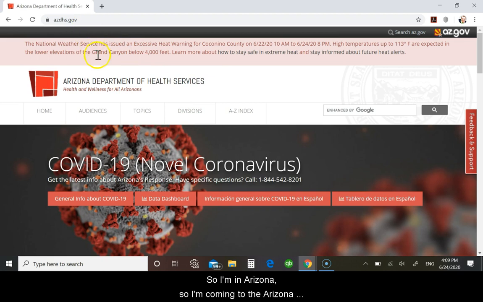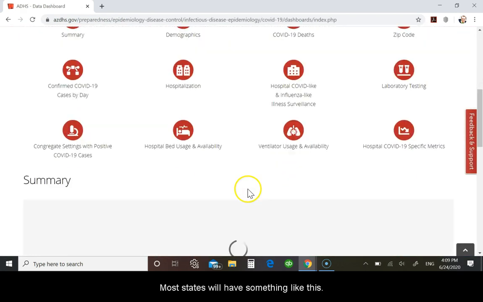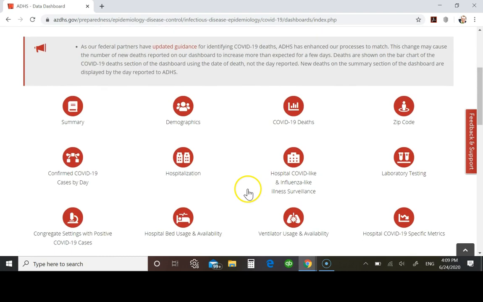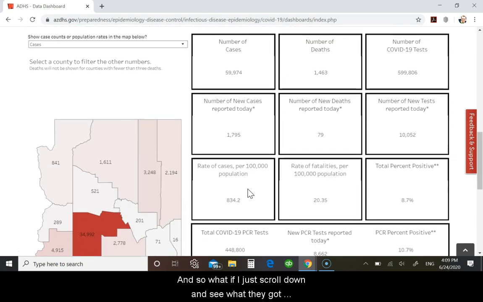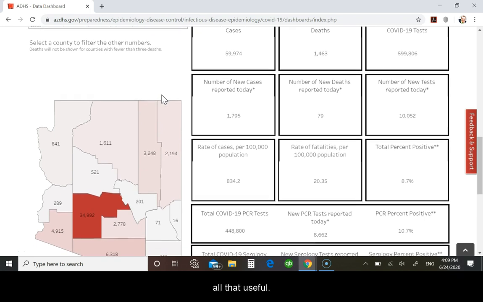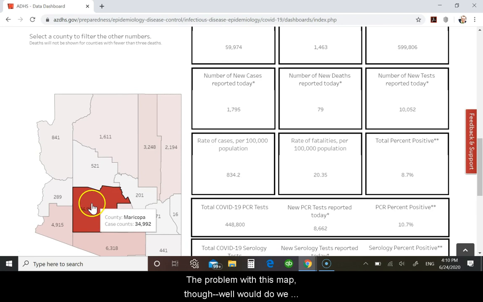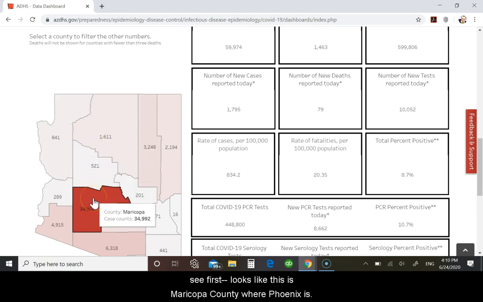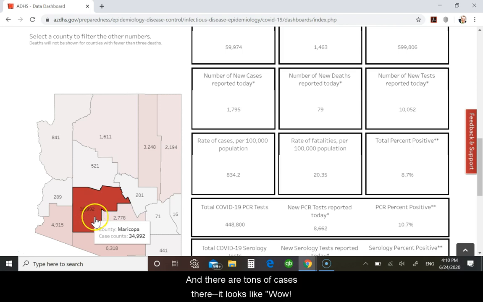I'm in Arizona again, so I'm coming to the Arizona Department of Health Services, azDHS.gov, and I go to the data dashboard. Most states will have something like this. If I scroll down and see what they've got, first I see a bunch of cases, a bunch of numbers, and then this map over on the side. To me, usually the maps and the graphs are easier, so the numbers may or may not be all that useful. The problem with this map, though, is, what do we see first? It looks like this is Maricopa County where Phoenix is, and we see tons of cases there. It looks like, wow, that's the problem.